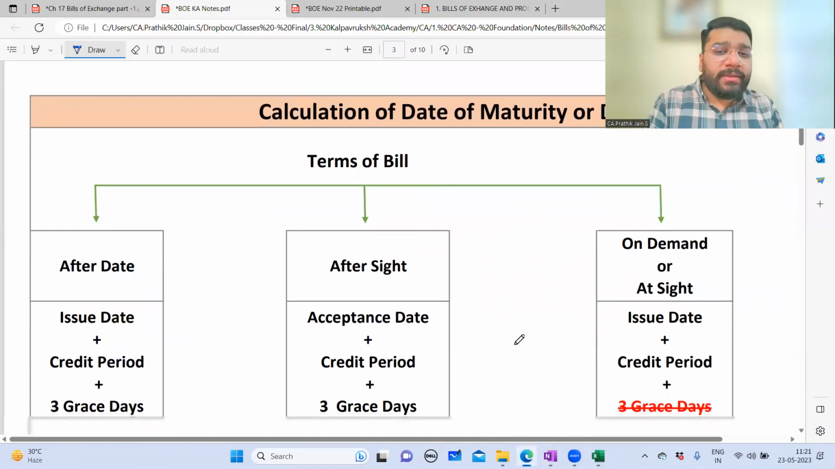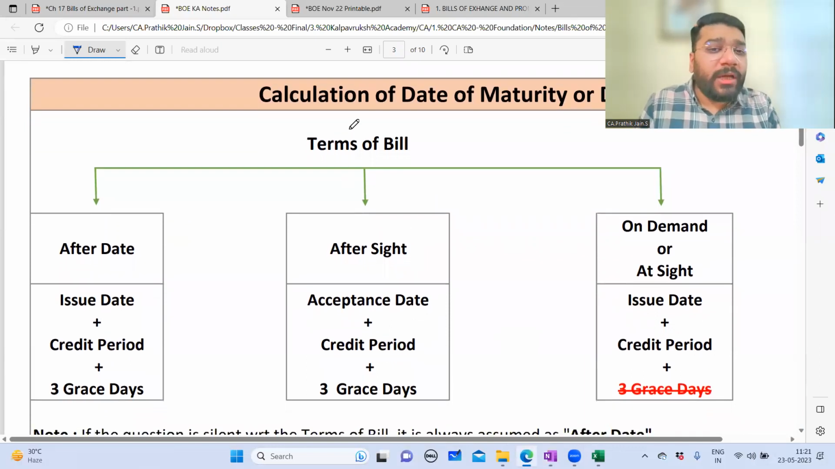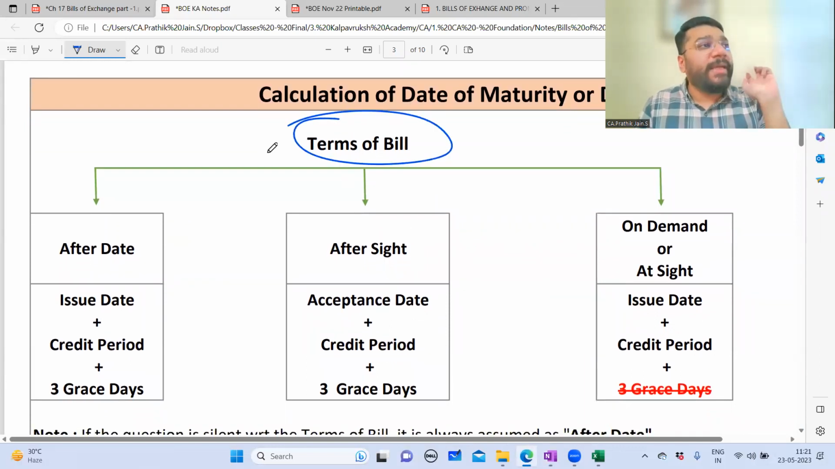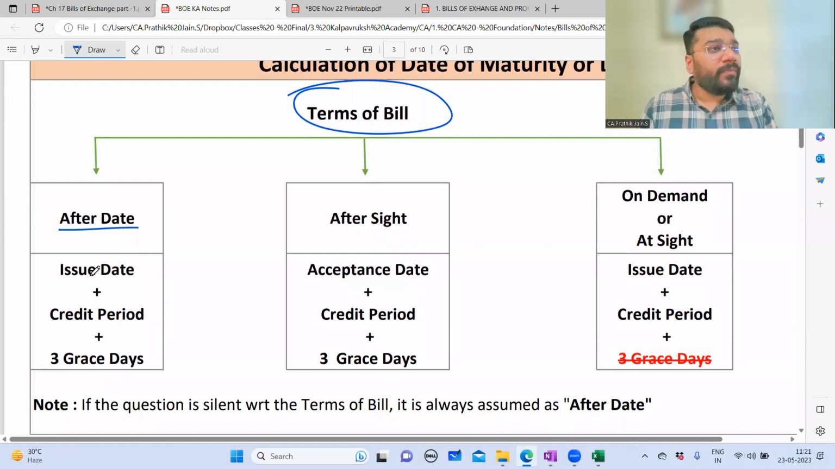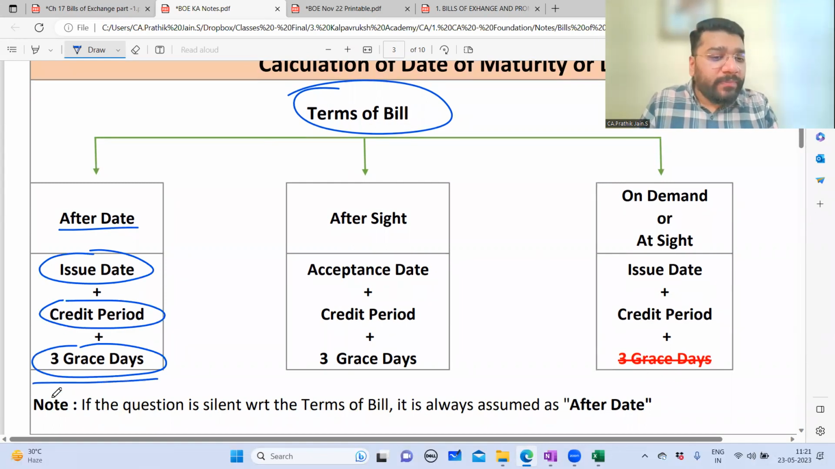So there could be 3 types of terms of bill. If the term of bill is after date, then how do you calculate your due date or maturity date? Whatever the issue date, with that add credit period plus 3 grace days, you will get your due date or maturity date. So whenever in the bill the words after date are given, this is how you will calculate the due date or the maturity date.